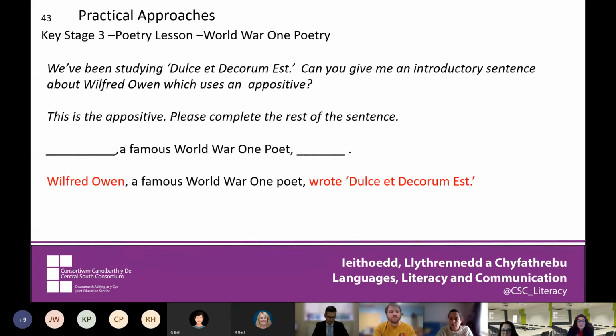Finally, you should be able to ask your pupils to write a sentence including an appositive. So for example here, we've been studying the poem Dulce et Decorum Est. Can you give me an introductory sentence about Wilfred Owen which uses an appositive? Or you can say, this is the appositive, please complete the rest of the sentence, depending on what you want to get them to be thinking about. Obviously this is far more cognitively complex, deepens the thinking about grammar, and also deepens the thinking about the subject content, which is First World War poetry.